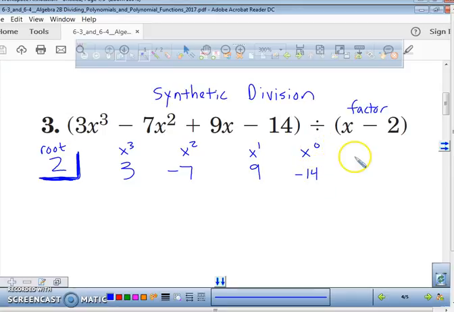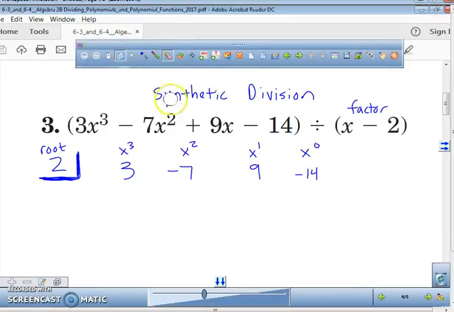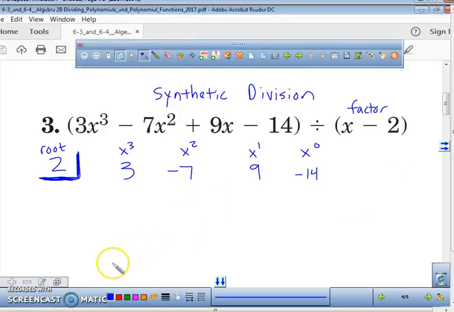You could say x to the 0, because just in case you're wondering, x to the 0 is equal to the number 1. Anything to the 0 power is 1. But I'll erase that so you don't get confused. Then a lot of times in a textbook, you put a big old line right there.